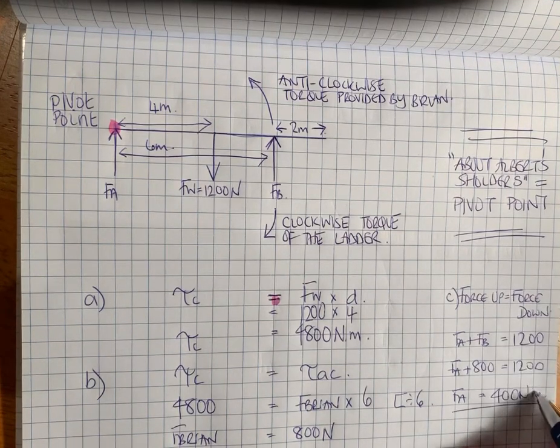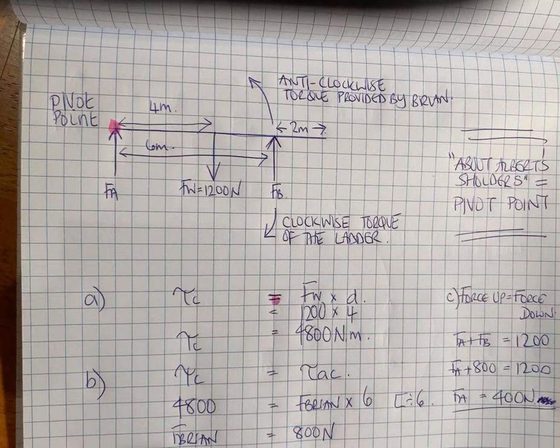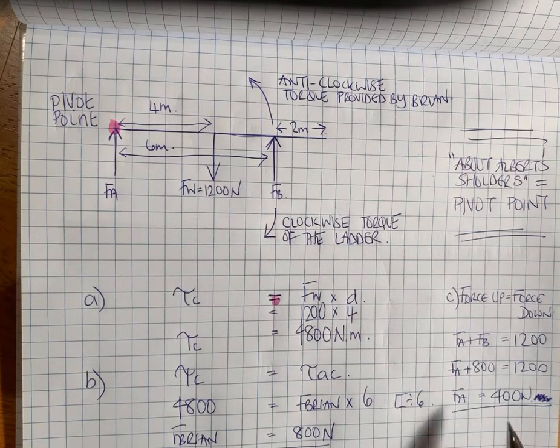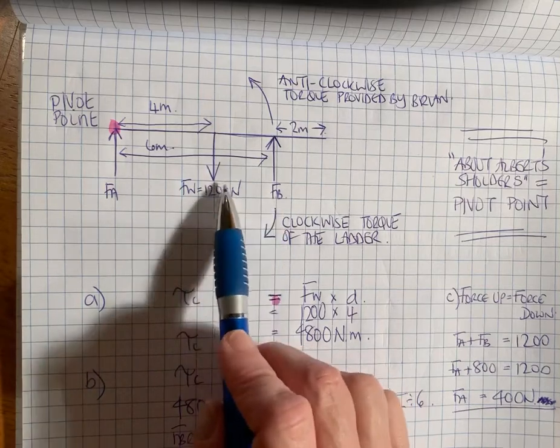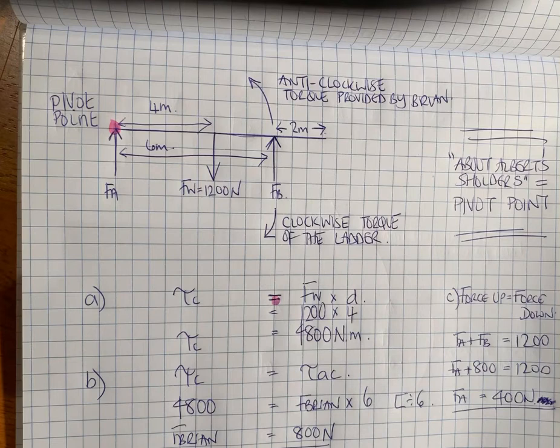Oh, sorry, just 400 newtons, because it's not a torque, it's a force. Sorry. So 400 newtons. So Brian's exerting twice as much force as Albert. Now that would make sense because he is closer in. He's not as far away from the center of the ladder, so that's why that is true. Okay.